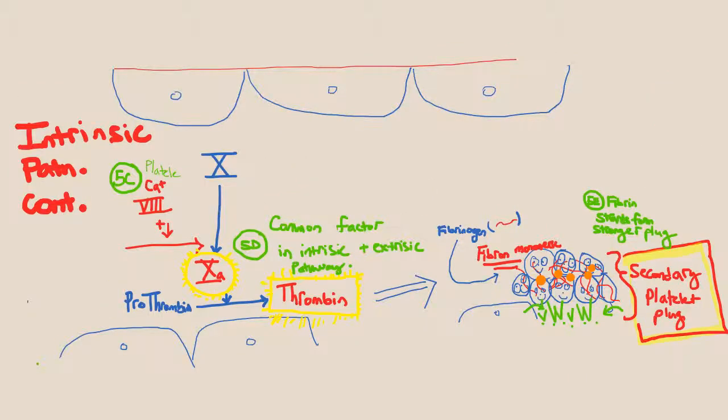So like we said before, calcium, factor 8, and platelets are important in activating factor 10. Prothrombin becomes thrombin. What that does is activate fibrinogen to become fibrin, which then creates strands to form a stronger plug. This is called a secondary platelet plug. I like to think of the fibrin like rebar in concrete. It causes the plug to become stronger and resistant to shearing forces and trauma.